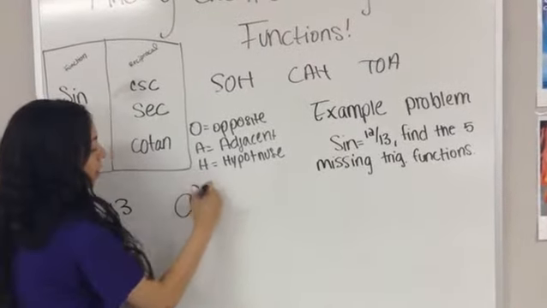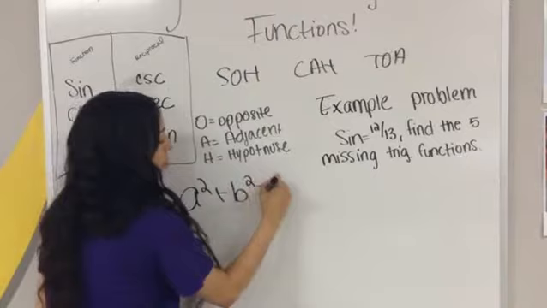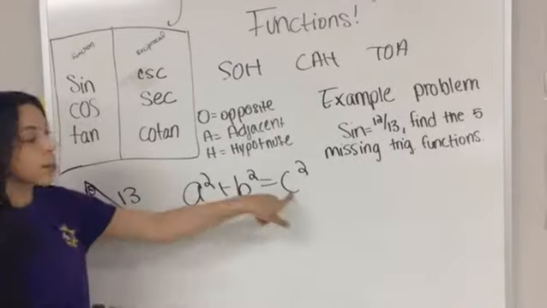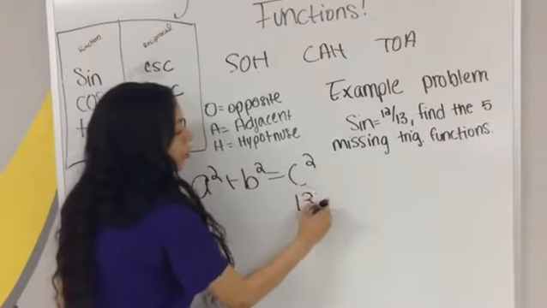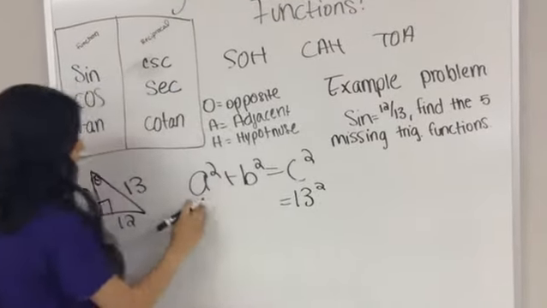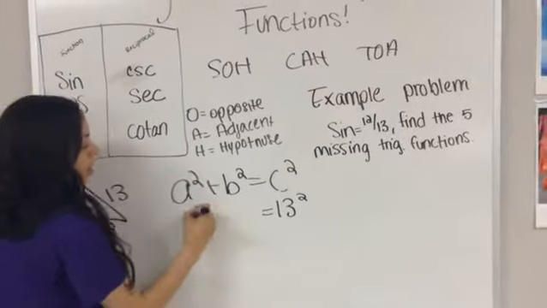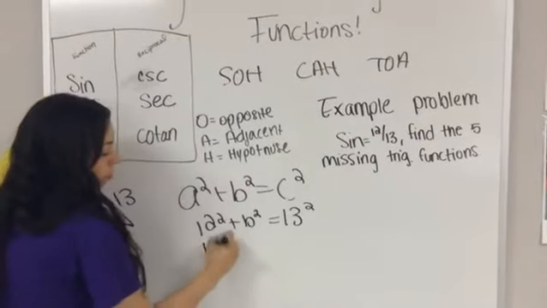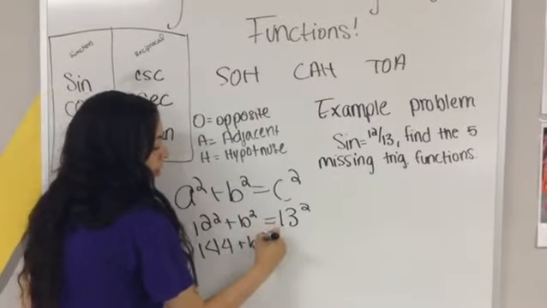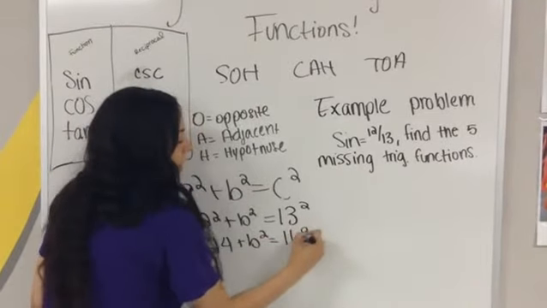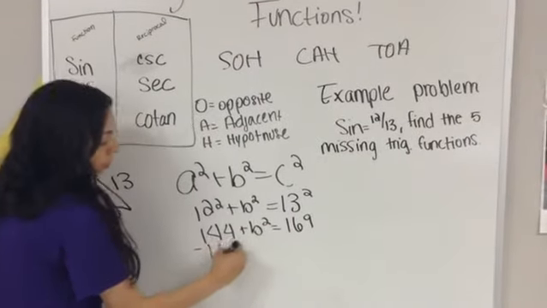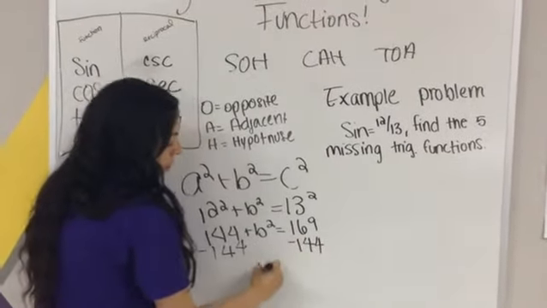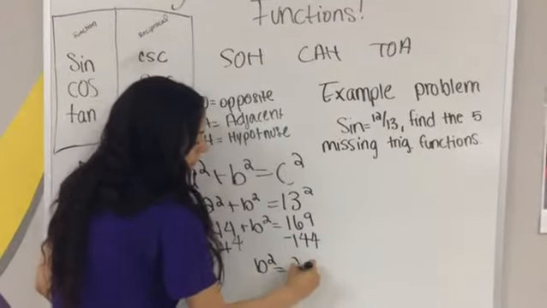So to find it, we do the Pythagorean theorem, which is a squared plus b squared equals c squared. And then just plug it in. So c squared is always the hypotenuse, so 13 squared. And then I'll just put the a as the opposite, so that's 12 squared plus b squared. That's 144 plus b squared equals 169. And then all you have to do is subtract 144 from both sides. And you're left with b squared equals 25.